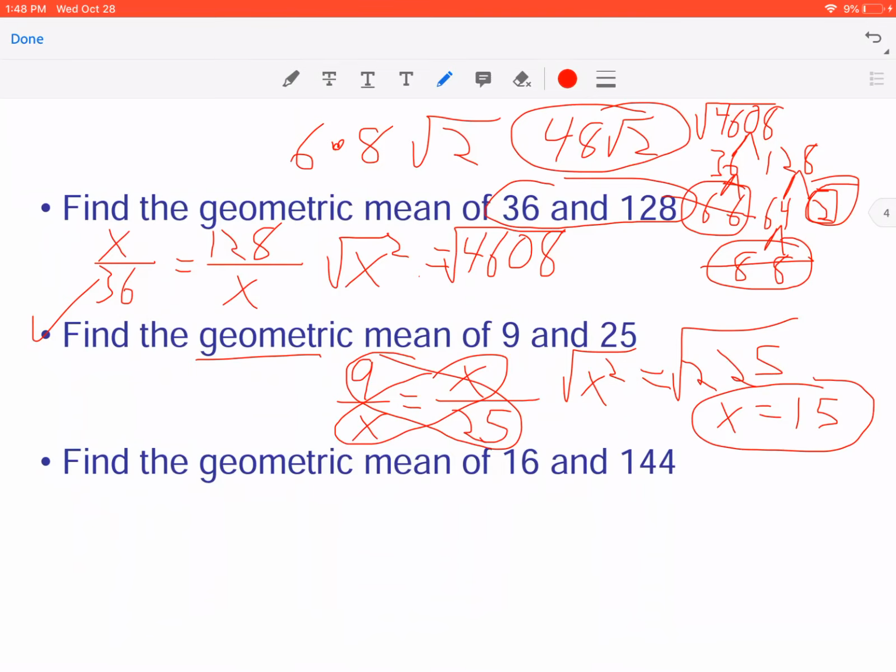All right. And next one, geometric mean of 16 and 144.